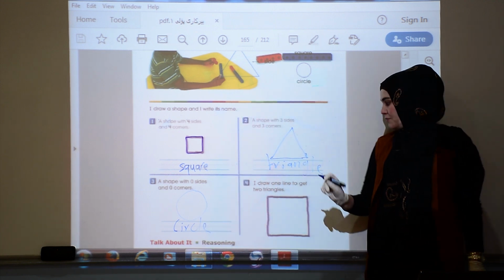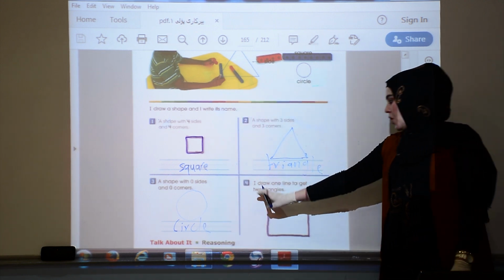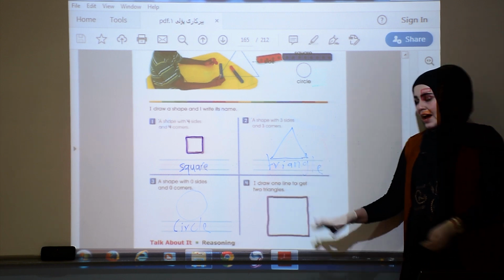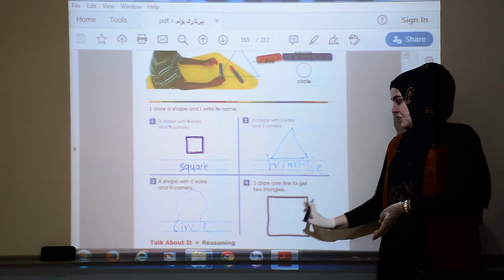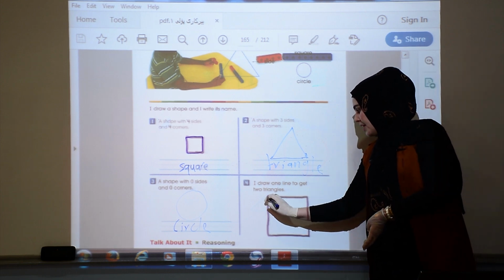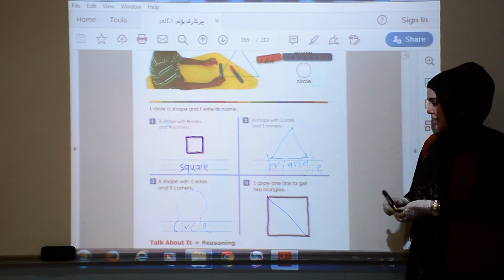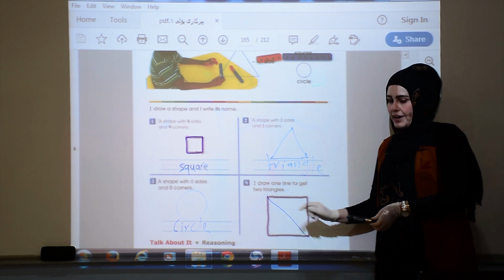Okay, look at the number 4. From number 4, I draw one line to get 2 triangles. I have this square. I make it in 2 parts. Each part makes a triangle. So I draw there a line. From there, you have 2 triangles.